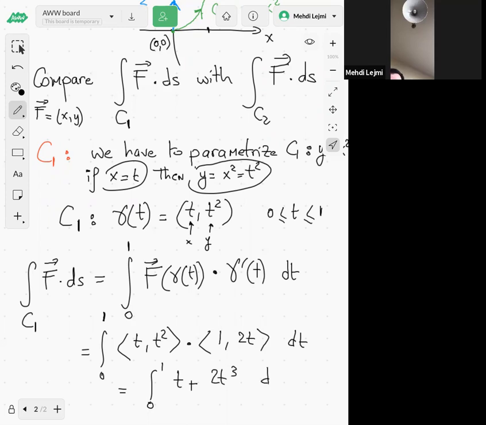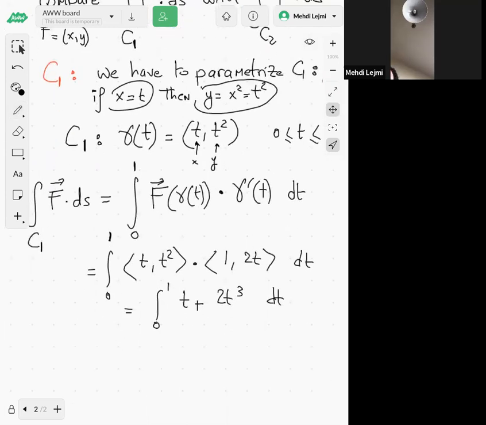You integrate this. This is just t squared over 2 plus, sorry, it's 2t cubed of course, so the integral would be t to the power 4 over 2. Evaluate between 0 and 1. That would be half plus half, that would be 1. So the answer is 1.